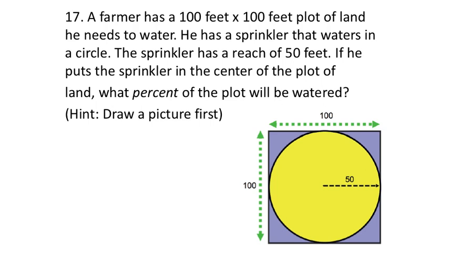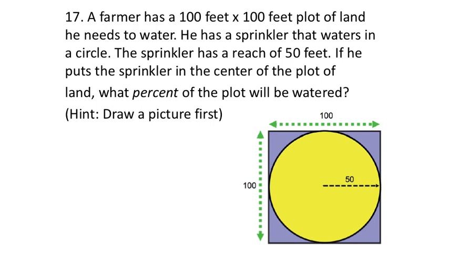A farmer has a 100 feet by 100-foot plot of land he needs to water. He has a sprinkler that waters in a circle. The sprinkler has a reach of 50 feet. If he puts the sprinkler in the center of the plot of land, what percent of the plot will be watered? So they show us the plot here. They gave us a nice diagram.